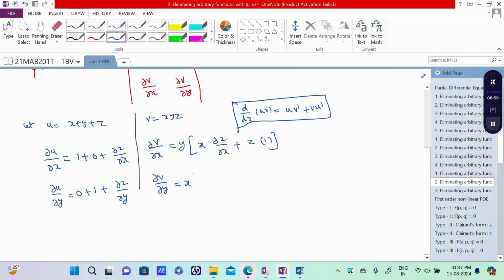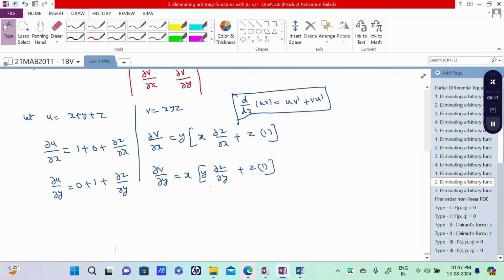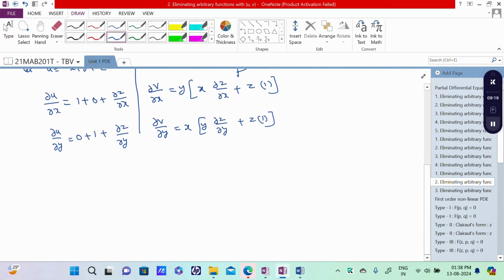Now I'm going to differentiate with respect to y. y is the variable, z is the function, therefore y into dou z by dou y plus z into the differentiation of y, which is 1. And now use some notation: dou z by dou x is nothing but p, and dou z by dou y is q. Now I'm going to substitute these values into the determinant form of the Jacobian.